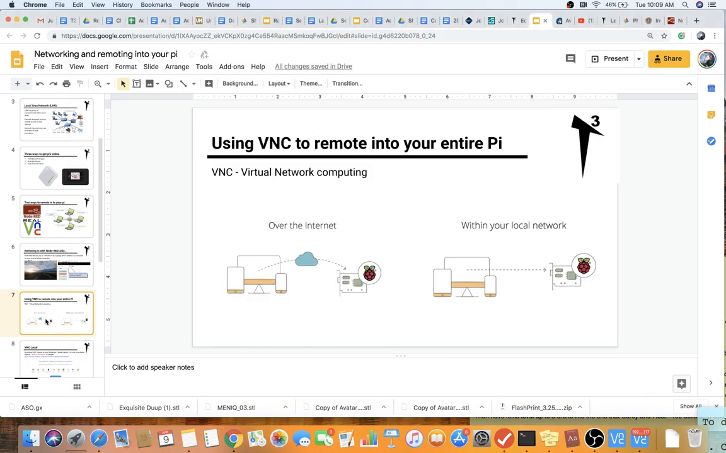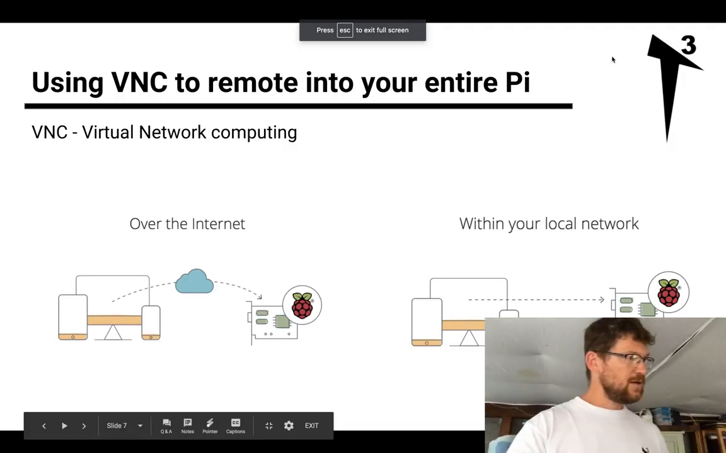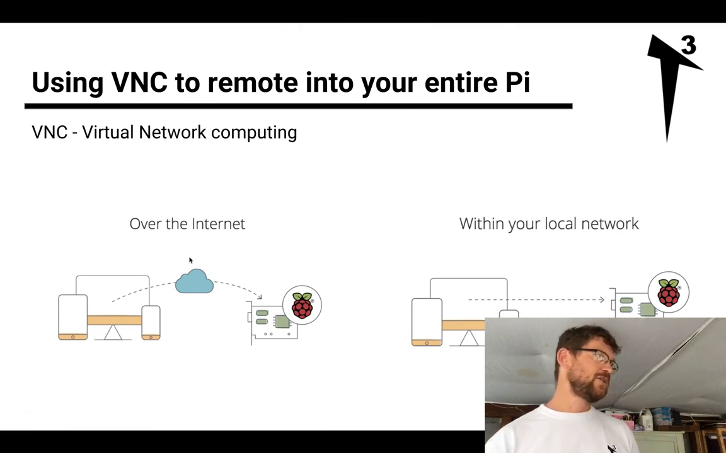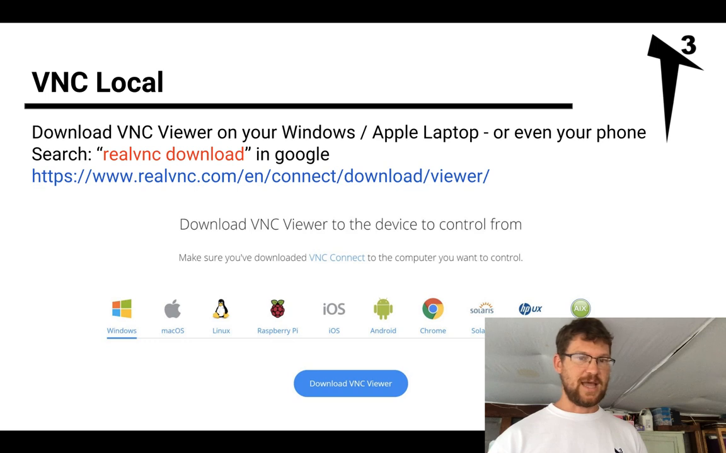Okay, so we know that this works within your local network, but you can also use VNC to remote into your Pi over the internet. That means you go through a cloud. If you do that, you're going to need to sign up for a VNC account, a RealVNC account, and then you'll log in that way. I'll have the instructions for how to do this. It was pretty straightforward. I'm not in a place where I've got two connections right now, but it's almost the same exact process, and we've tested it out many times and it works well.